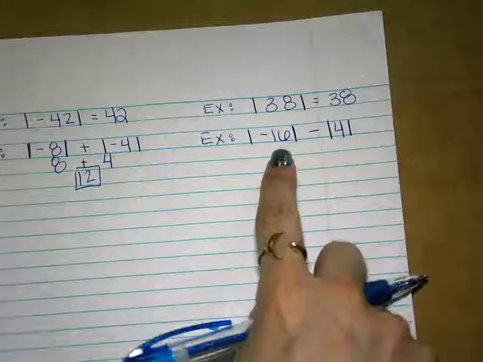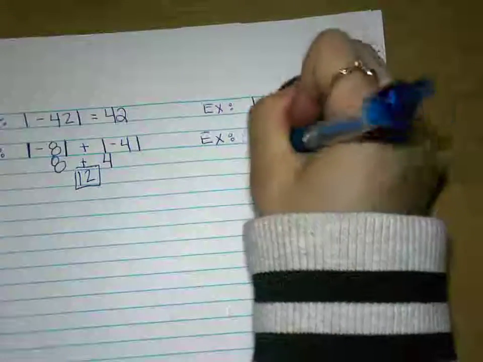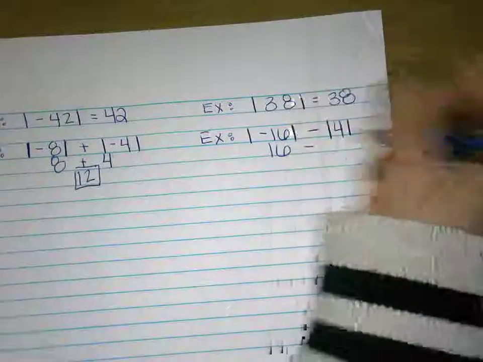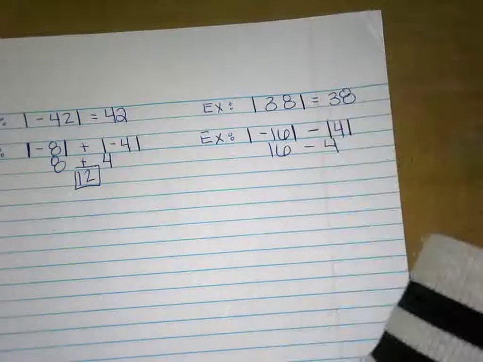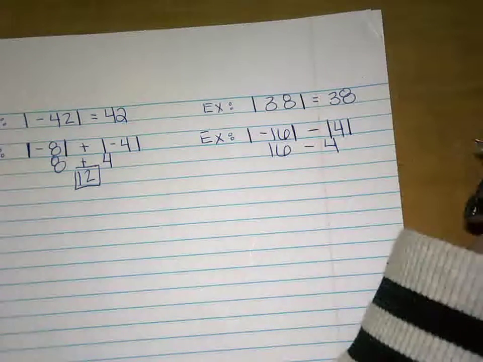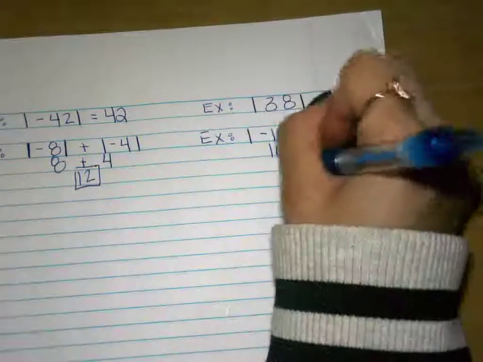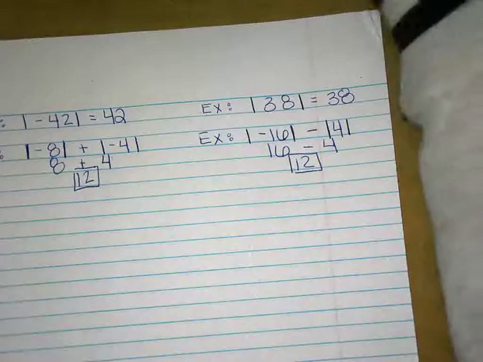Alright, everyone, what's the absolute value of negative 16? What was it, everyone? 16. What's the absolute value of 4? 4. And am I doing a subtraction or addition? Subtraction. So 16 minus 4 is? 12. Questions? No.